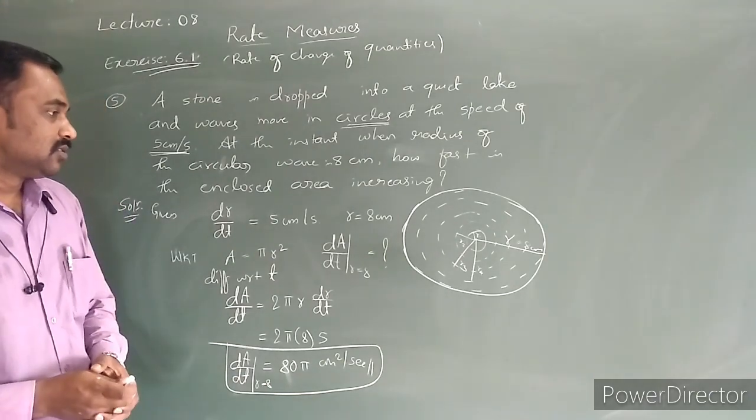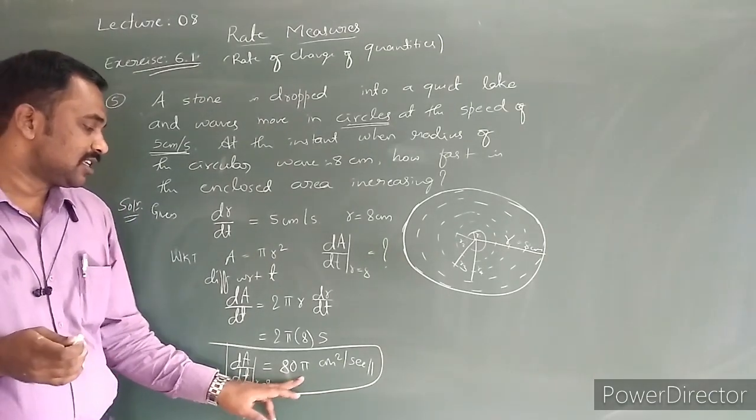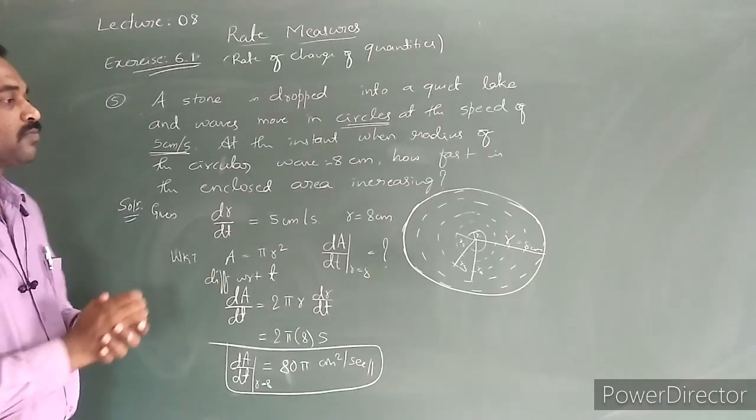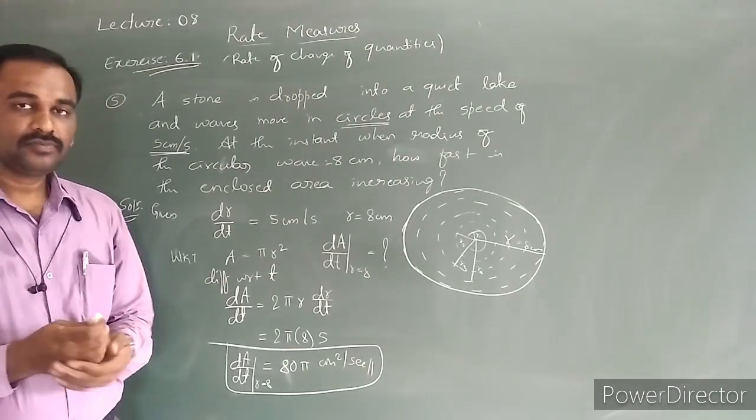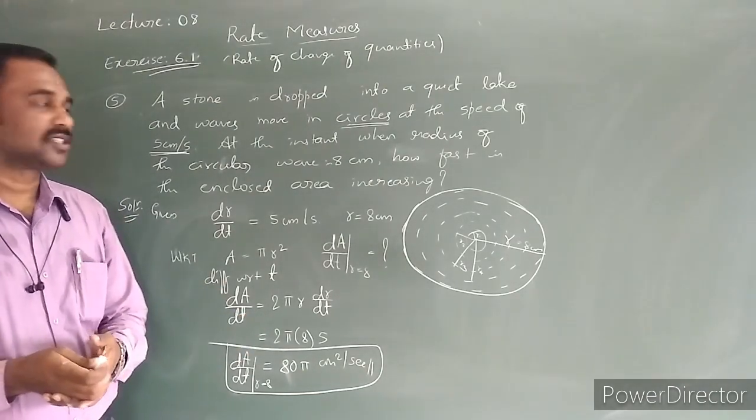Okay. Now, this is the required answer: 80 pi centimeter square per second. So, this is a very important type of problem for the 3 mark session as well as the 5 mark session.